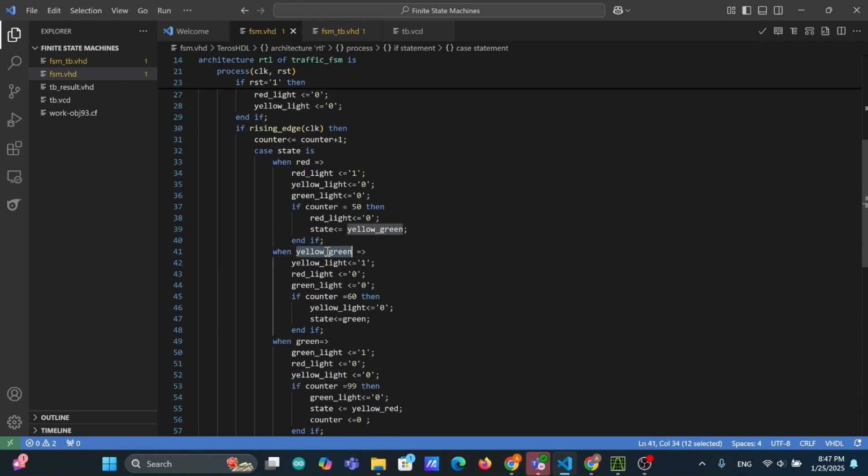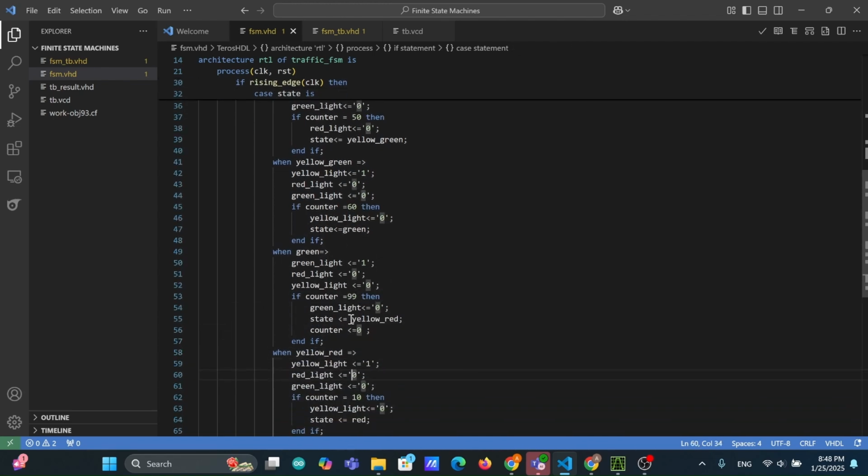When the traffic light system is in the yellow to green state, that's when we turn on the yellow light and set all the other lights to 0. And if the counter reaches 60, that's when the yellow light is equal to 0 and the state transitions to green.